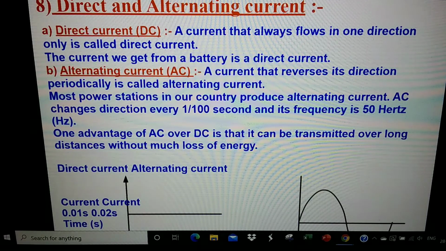Direct and alternating current. Direct current or DC, a current that always flows in one direction only, is called direct current. The current we get from a battery is a direct current. Alternating current, a current that reverses its direction periodically, is called alternating current. Most power stations in our country produce alternating current. AC changes direction every 100th of a second and its frequency is 50 Hz. One advantage of AC over DC is that it can be transmitted over long distances without much loss of energy.